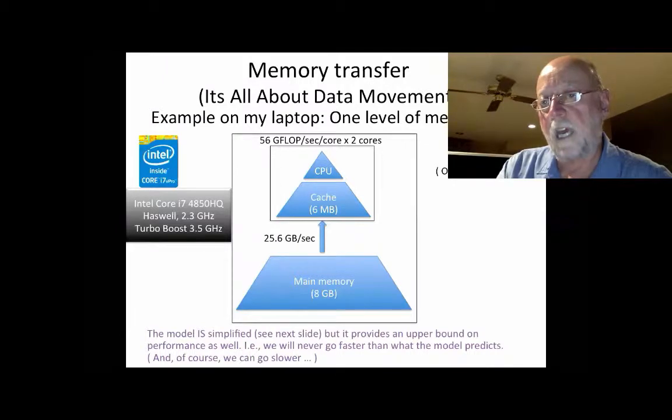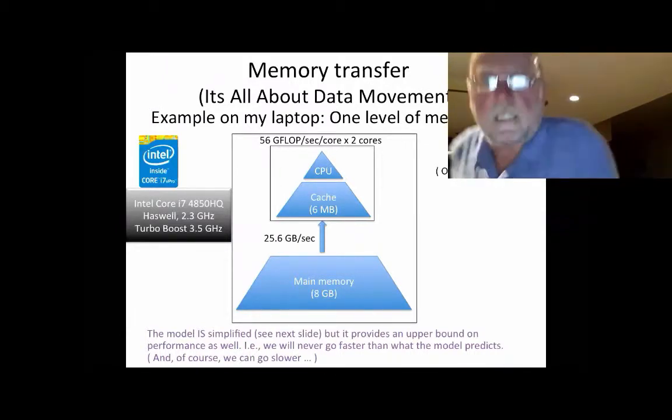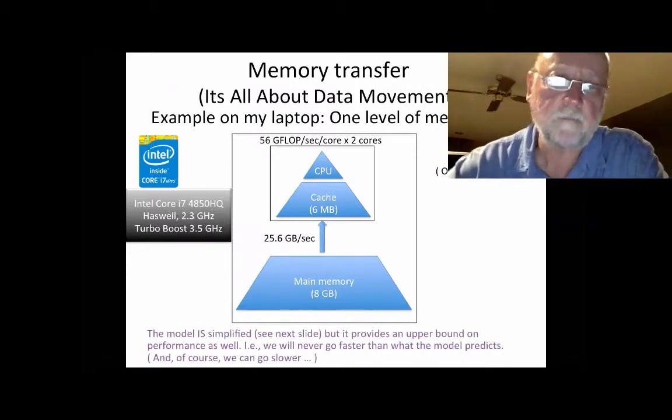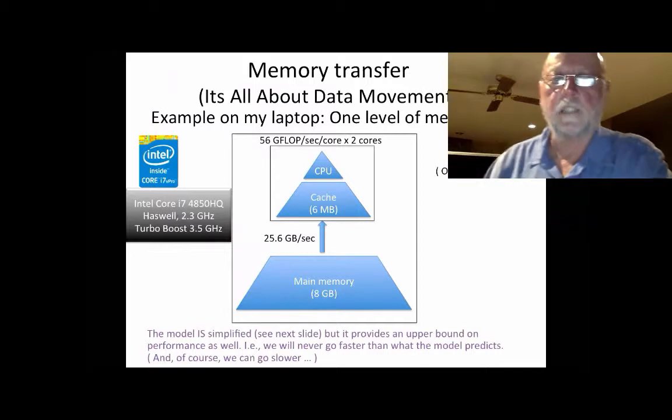In the time I have remaining, which is about 10 minutes, I'd like to go through an example here. So this is an example of my laptop. My laptop is a dual-core Intel processor.